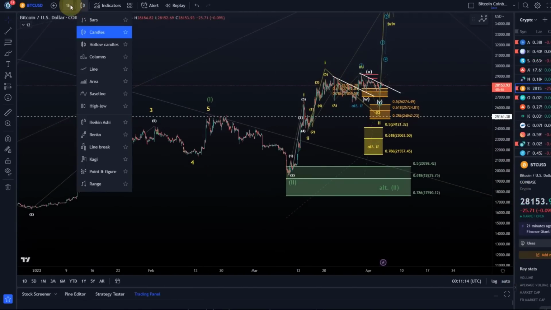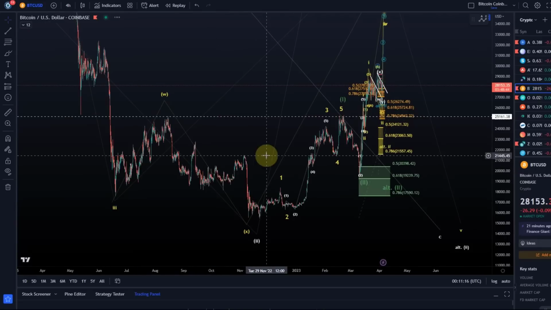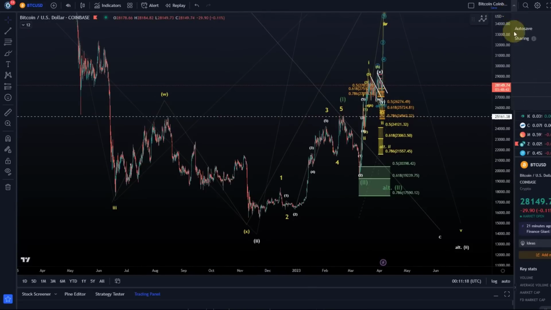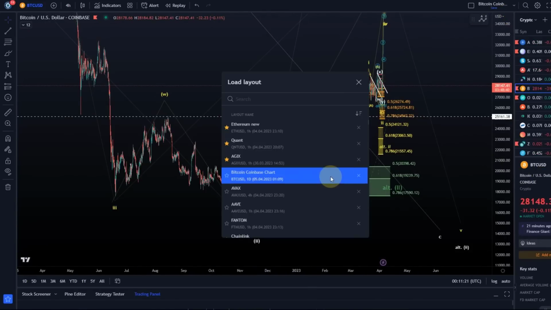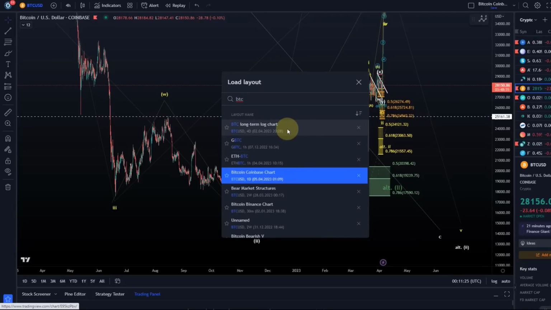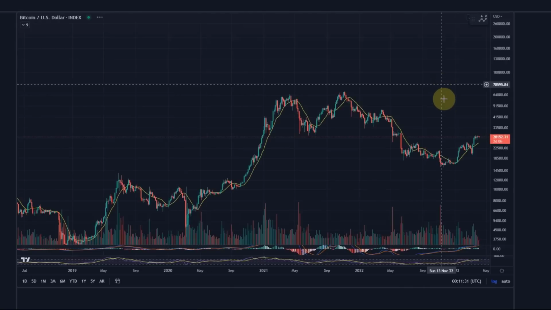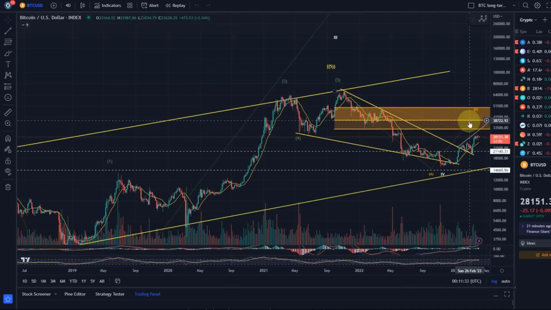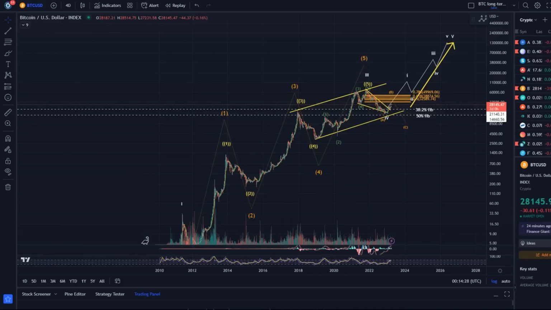Then just to do a bit of a recap. Let's take a look at one of the long-term charts for Bitcoin before we go to the short-term, because we've got the long-term log chart for Bitcoin. I haven't updated that for a while, but it's still pretty much relevant. So this is the long-term log chart.